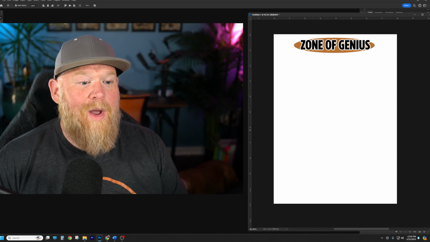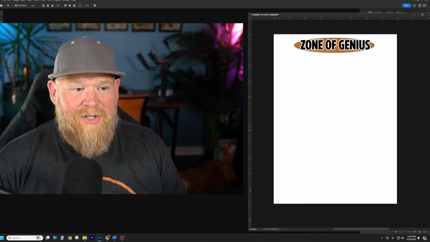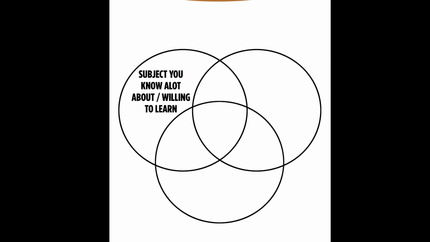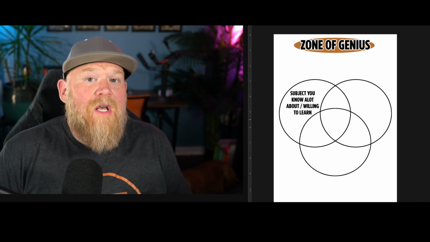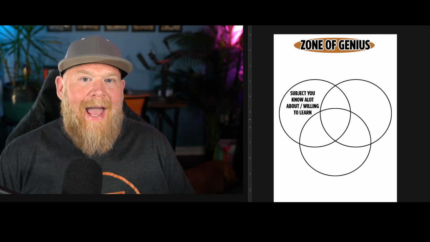Now, while technically this is going to be a Venn diagram, we're going to call this the zone of genius, because that's what you're going to feel like when you actually start putting this into practice. Now, while a Venn diagram can be many different circles, we're going to be dealing with 3 circles in particular. So the first circle is something that you know a lot about, or something you're willing to do more research on. This could be a realm dealing with your business. It could be something with a hobby. It could be something that you just have a lot of passion for.